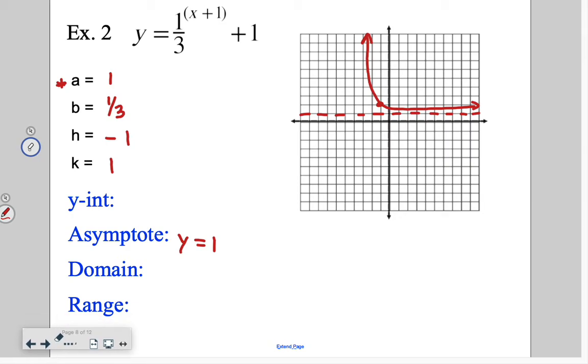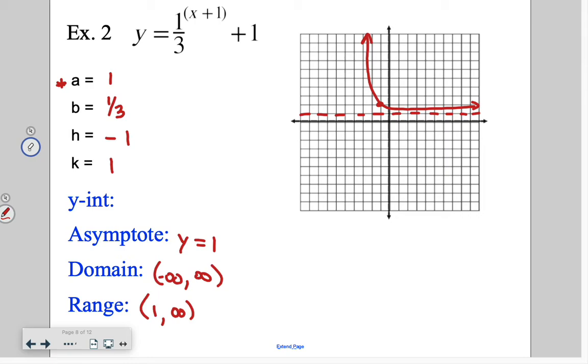What's the domain of this graph, though? Let's do some of the easier stuff that you don't have to do any math to. Domain's always all real numbers. Negative infinity to infinity. Okay, how about the range? 1 to infinity. That graph is from 1 and above, not including 1. So make sure you have a parenthesis at 1. Not including that value. It doesn't ever actually quite get to 1.